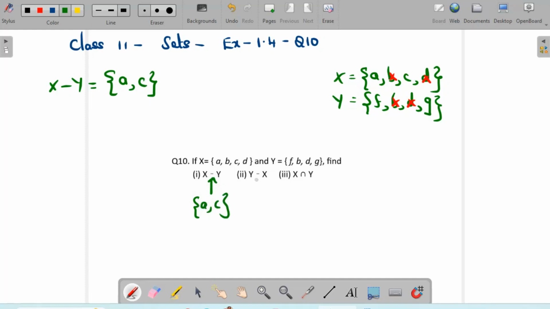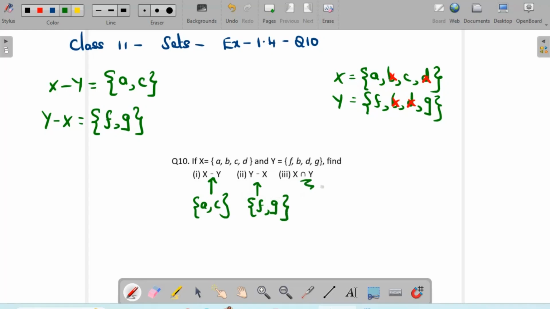Now the second one asked is Y minus X. So Y minus X is all elements in Y that are not in X. We have already struck out the common elements. So the leftover ones in Y is nothing but f and g. So this means Y minus X has only two elements, f and g.